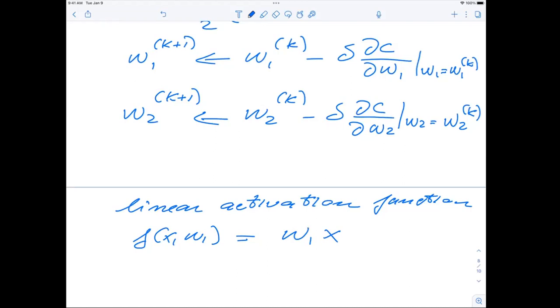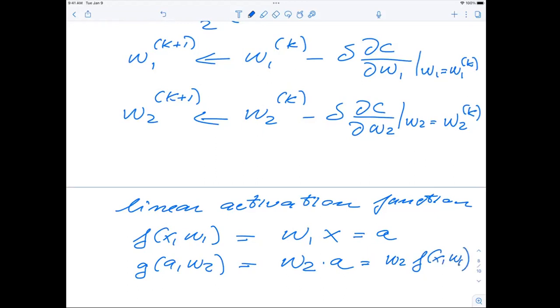And then we are going to have now the function g of a of W2 here, which is simply going to be given by W2 times a, which again is the same. So this is our function a here. And this is the same as W2 multiplied with f of x1 of W1.